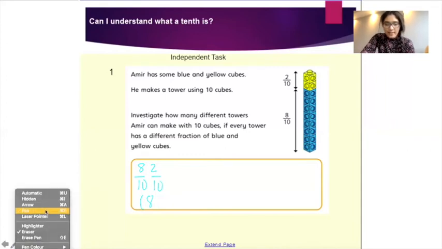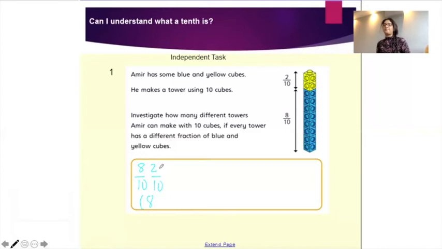Because it's just asking you how many different types of towers can Amir make if he has 10 cubes using blue and yellow cubes. Not necessarily just 2 yellow and 8 blue, but he can have any amount of those blue and yellows. So that's why I'm writing he could make a tower with 8 yellow cubes. And then how many would he need to add? How many blue cubes would he need to add to make 10 cubes altogether? If you have 8 already?